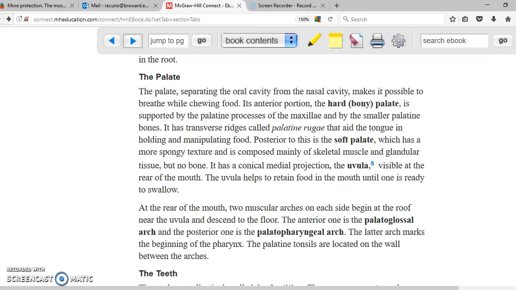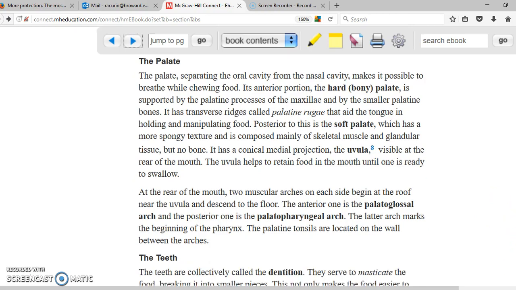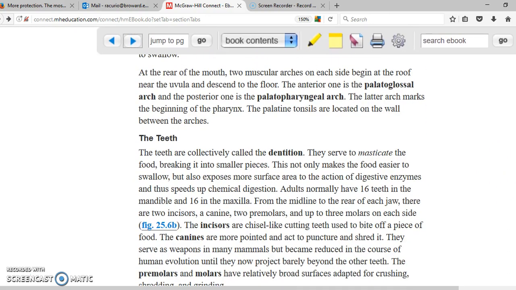The palate, we have two parts in it. You have the hard bony plate, which is made of bone, and the posterior part is the soft palate, which is mainly skeletal muscle. The palate separates the nasal cavity from your mouth, so it allows us to chew and at the same time breathe. Next item in here is the teeth. That's the first part or the initial point of digestion, more specifically mechanical digestion.